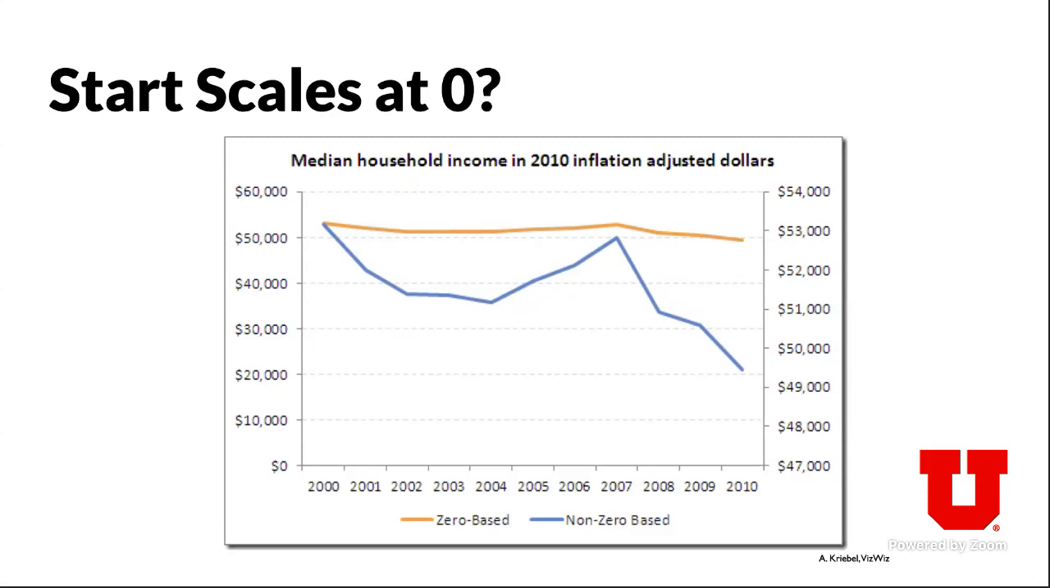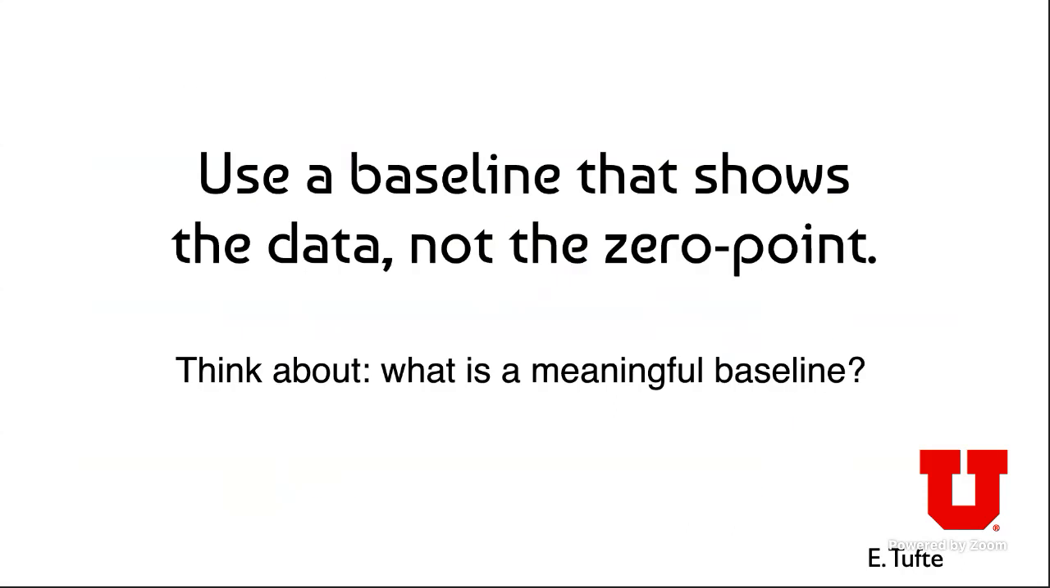Starting scales at 0 is kind of the simple solution to this problem, but it's not always the best one, right? So for example, here is a chart that shows the median household income in 2010 inflation-adjusted dollars. If you show this on a zero-based scale, you don't see much of a trend. But if you show this on a non-zero-based scale, you do see much more of this trend. And so the point here is to use a baseline that shows the data and not this 0 point.